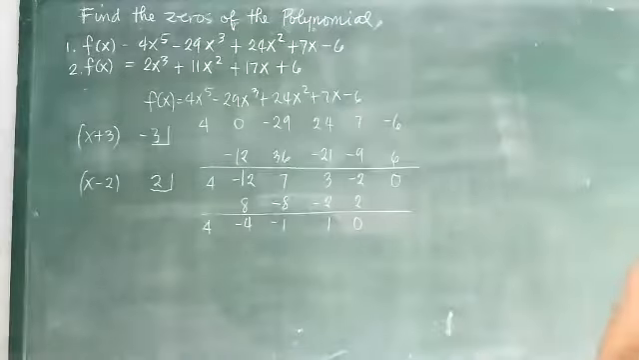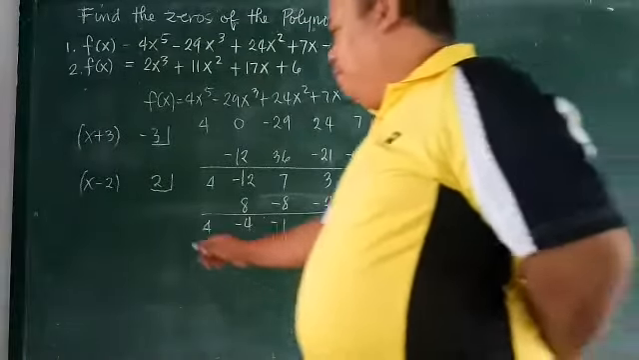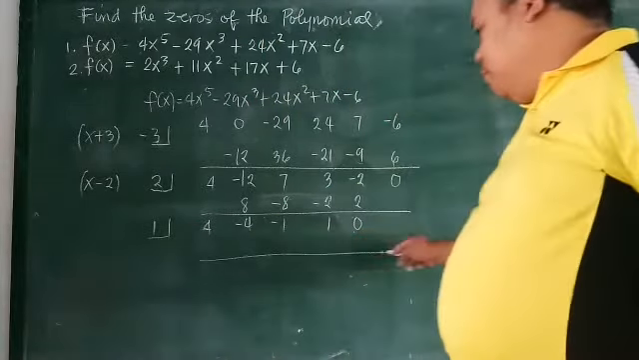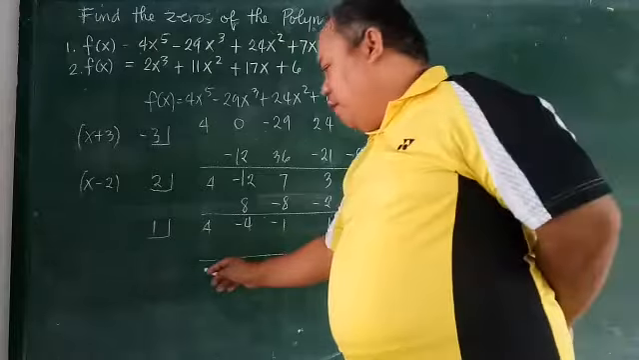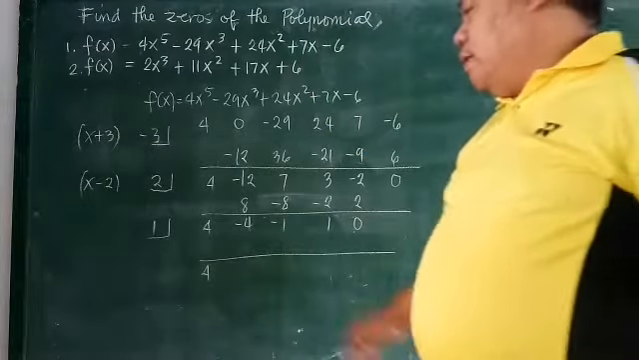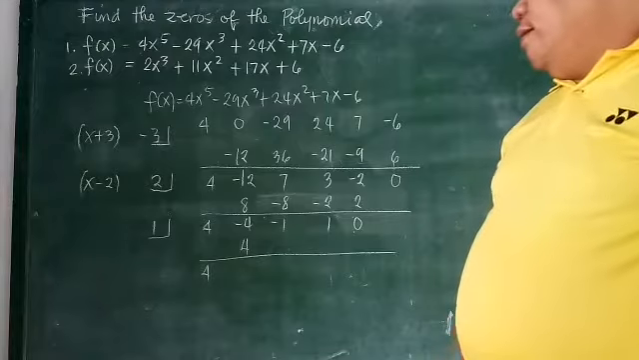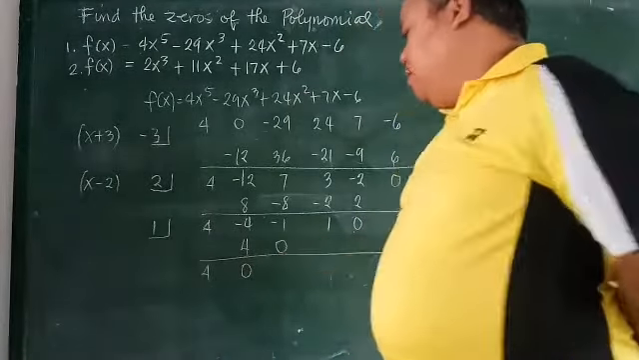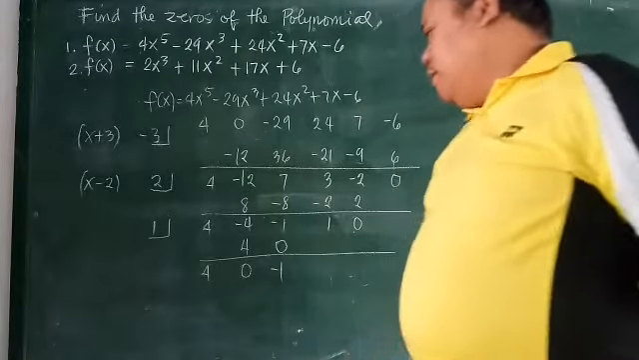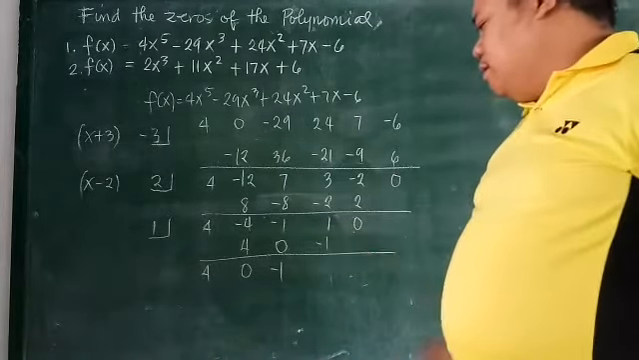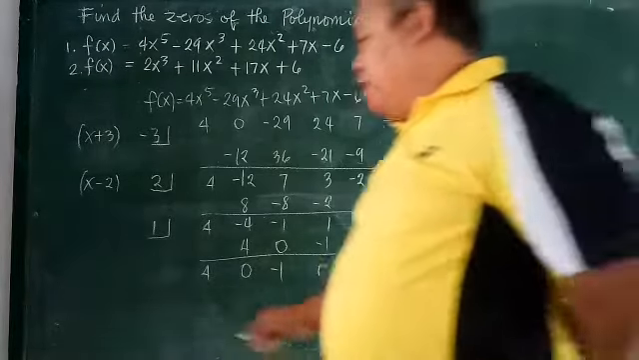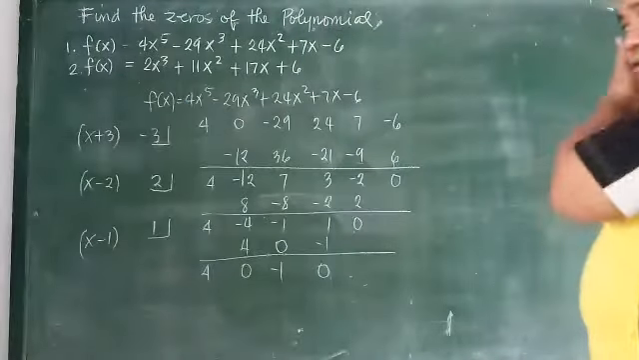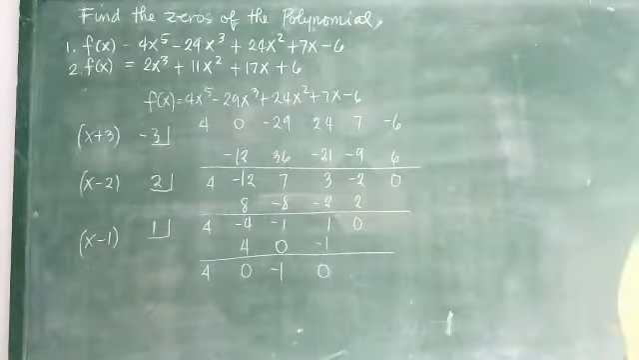So next na, I'll try 1. Try ko yung 1. So this is 4. And this is 4 again here. Okay, this is 0. So this is 0. This is -1. And this is -1. And this is 0. So ito, factor na rin yung x minus 1. Okay, now, ilang roots na? So I have 3 roots now. 2 roots na ang kailangan ko.